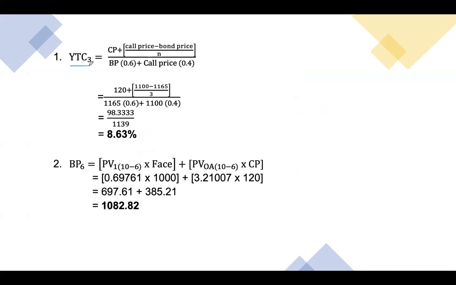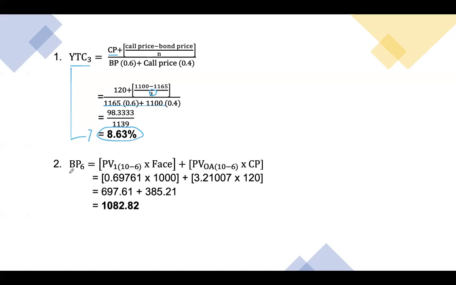The yield to call is computed by dividing the coupon payment plus call price minus bond price over N, which is the call period, third year, all over 60-40, 1,165 times 0.6 and 1,100 times 0.4. So that's 8.63. So that's yield to call. So if the market rate falls below 8.63, expect a call. But if the market rate is greater than 8.63, do not expect a call.